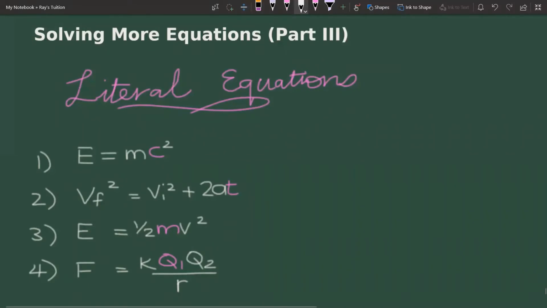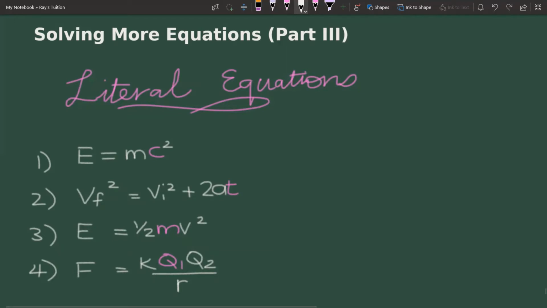Hi everybody and welcome to this next part of solving other types of equations. In this video we have a look at solving literal equations. In literal equations there are no numbers in the equation, it's just in terms of variables, but the goal is to make a certain variable the subject of that equation.